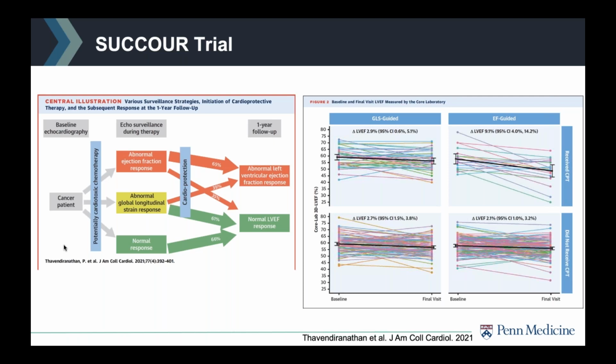So in the GLS guided arm, there was a decrease of only 2.9% in their EF. However, in the EF guided therapy, there was a decrease in the LVEF of more than 9.1%, so a significant change.